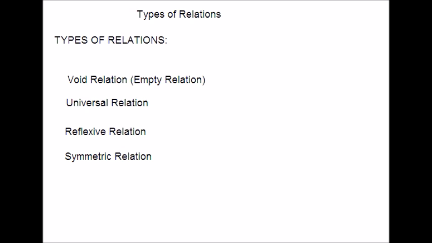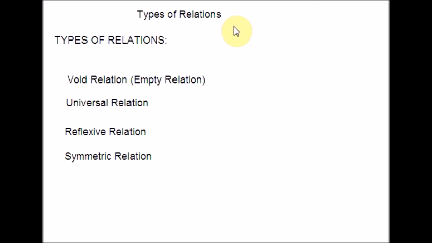The topic that we are going to discuss in today's video is types of relation, the second part. In our first part video, we discussed the types of relations: void relation, which is nothing but empty relation, universal relation, reflexive relation, and symmetric relation. So far, we discussed all these topics with examples.